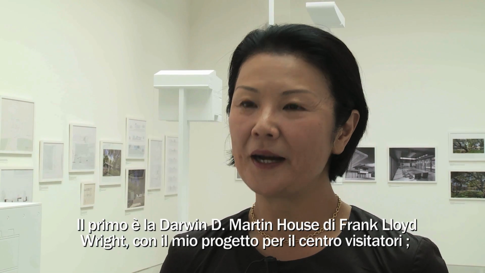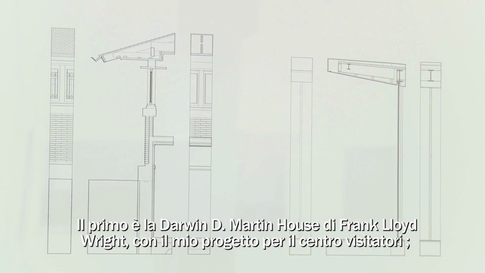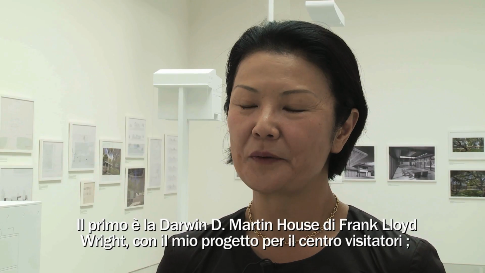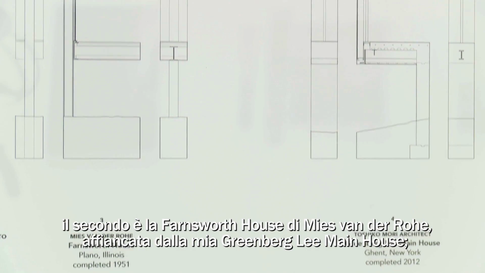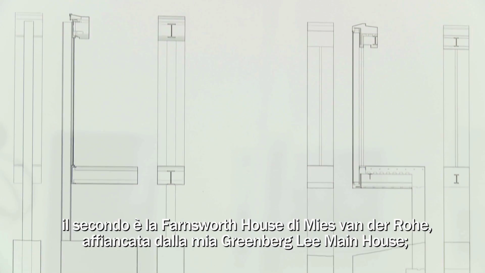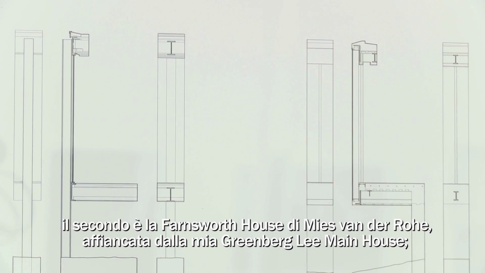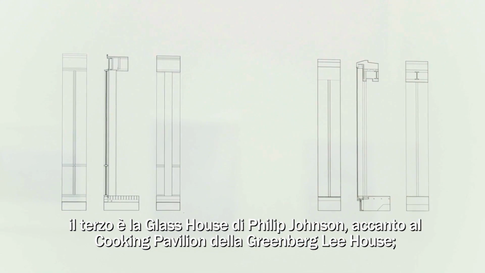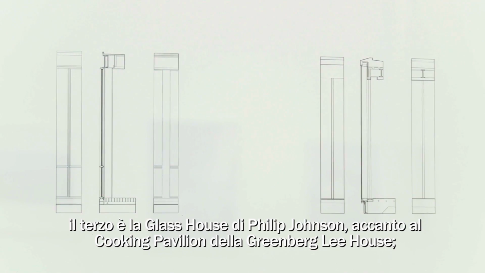First one is Darwin Martin House by Frank Lloyd Wright. And then in contrast is my project, the Visitor Center for Darwin Martin House. The second one is Ludwig Mies van der Rohe's Farnsworth House. And my project is the main house for Greenberg Lee House. The third one is Philip Johnson's Glass House and a dining pavilion for Greenberg Lee House.